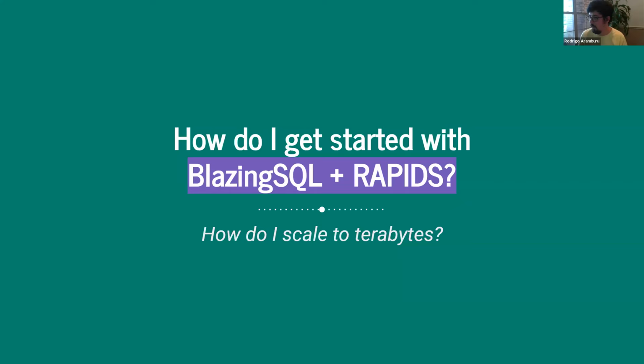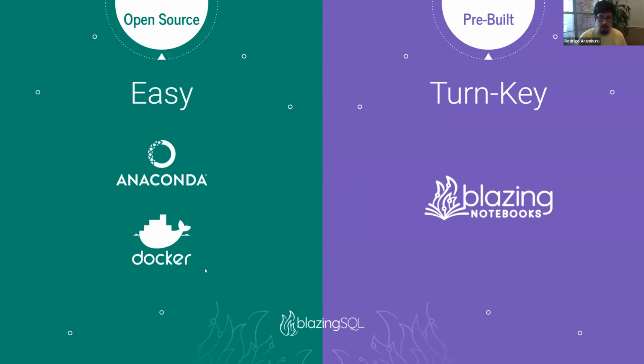So just to finalize things before Tom gets started, how can I get started? You can download us through Anaconda. You can get Docker containers that we already have, or you can leverage Blazing Notebooks, which is a fully managed turnkey pre-built version of Rapids ready to go. So with that in mind, we're just going to let Tom get cracking.